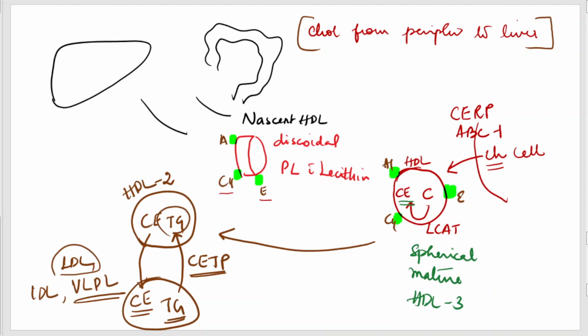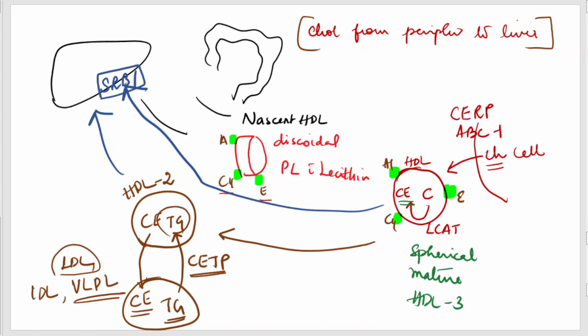So as it has got more cholesterol from the cells, it will go to the liver finally. So in the liver, what happens? There is a receptor, which is the protein called the scavenger receptor B1 protein. This scavenger receptor B1 protein takes all the lipid content from the HDL molecule and gives it to the liver.